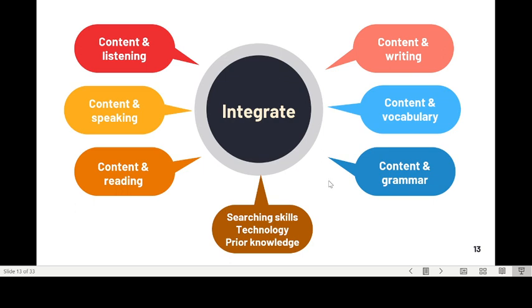Whatever we teach, whether we teach the skills, reading, writing, listening, speaking, or the elements, vocabulary, grammar, we have to do these through specialized material.